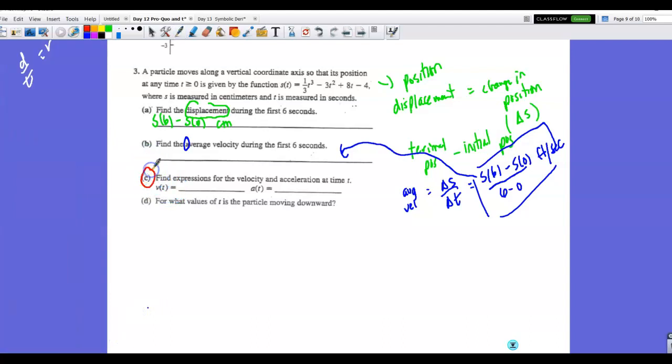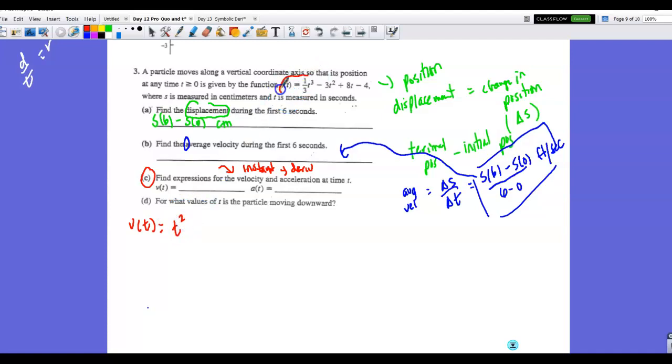So for letter C, find expressions for the velocity and acceleration. So notice the words the velocity and acceleration. The "the" is indicating instant. So we want instant rate, which is derivative. So using the power rule on the position function, the derivative of the position function would be t squared.